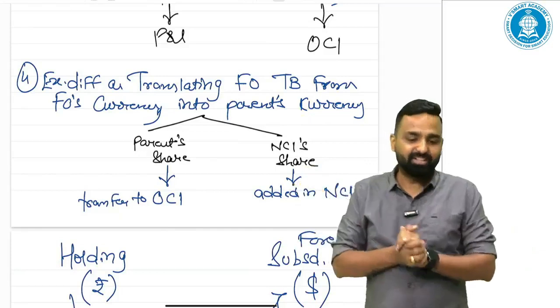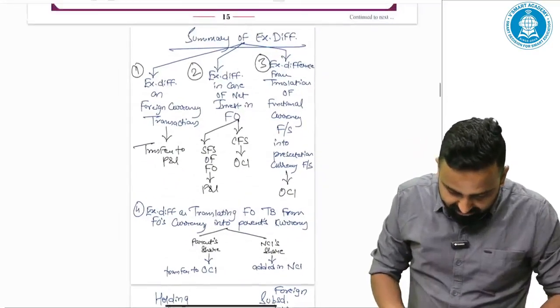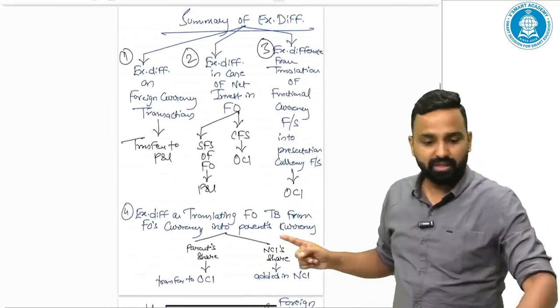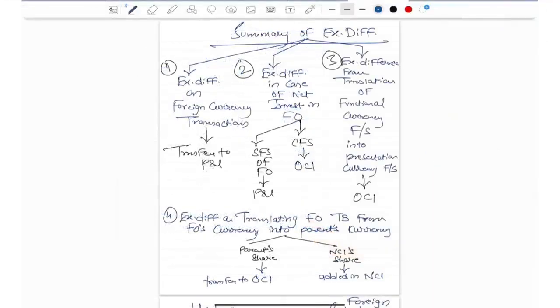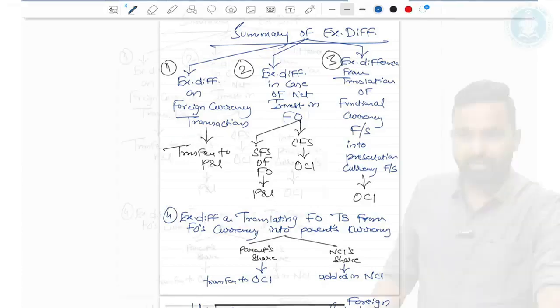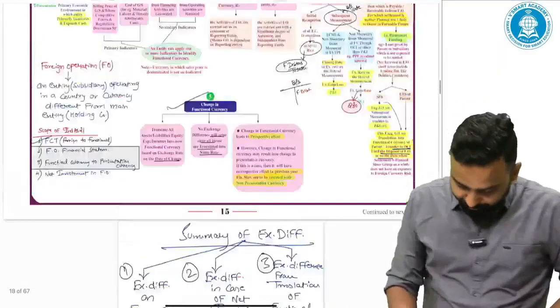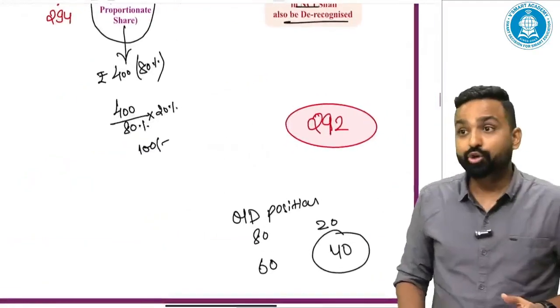Simple. That's all. So just take the screenshot of this page. There are four kinds of exchange differences. The first is most important and the fourth one is important. First and fourth are most important. The second and third are quite lesser important. Okay. All right.